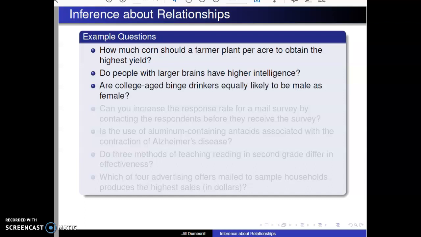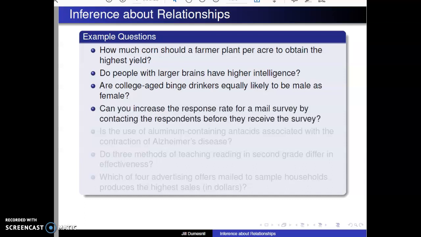Are college-aged binge drinkers equally likely to be male as female? Here we have two categorical variables. Individual students would be classified as non-infrequent or frequent binge drinkers for one variable, and as male or female for the second variable.